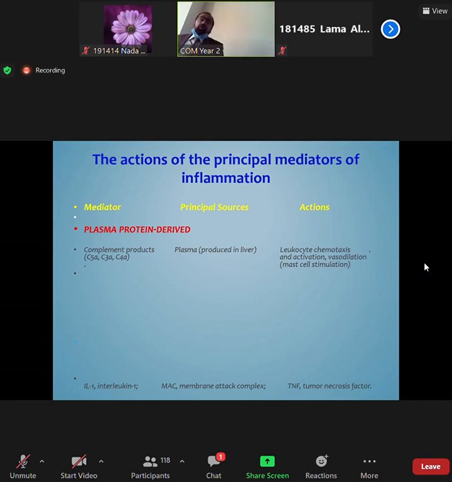C3a and C5a are also called anaphylatoxins. Why? Because when these attach to the mast cell, they degranulate the mast cell, which secretes histamine and causes vasodilation. So they can even cause anaphylactic shock. Yes.